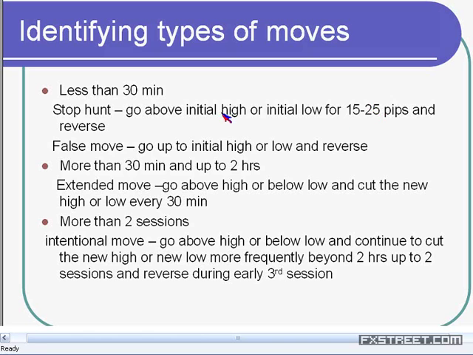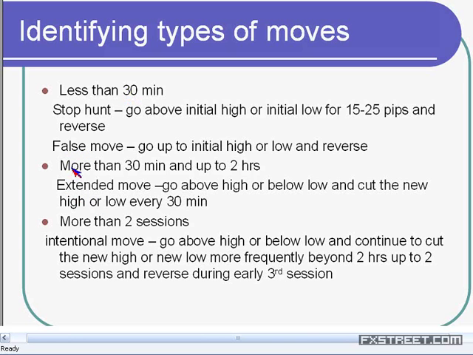A false move is one where they go up to that of the initial high and reverse it, or up to that of the low and reverse it. That is a false move, without breaching the initial low or the high. So that is also a move that happens in less than 30 minutes. Normally, the false move, they make it before an extended move.